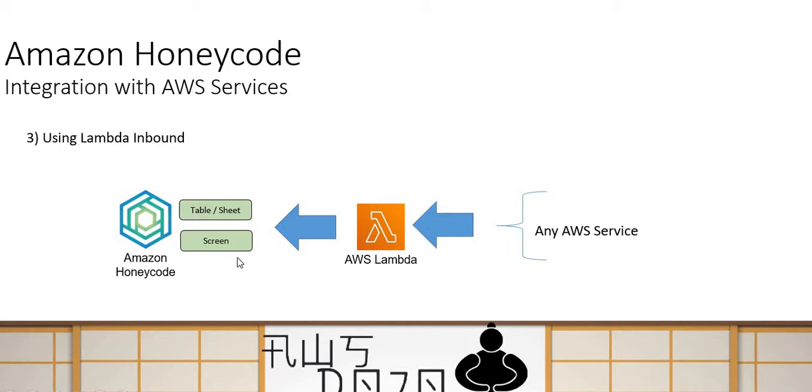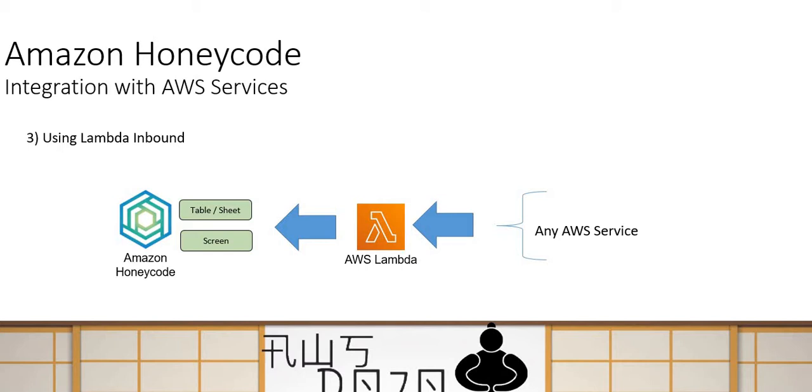So this is very interesting. Amazon Honeycode does provide an API to not only update the data in the table, but also run any automations or update on the screen as well. So both are possible. So you can have this kind of Lambda inbound scenario, and generally you would like to use this one if you are trying to use a service outside S3 which you want to bring into Amazon Honeycode for any kind of data update or any kind of screen automation.